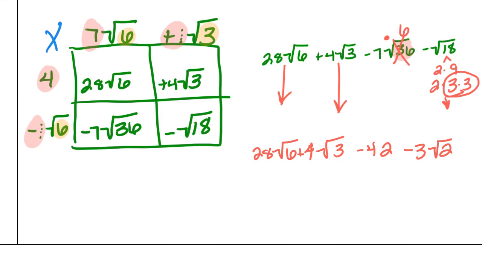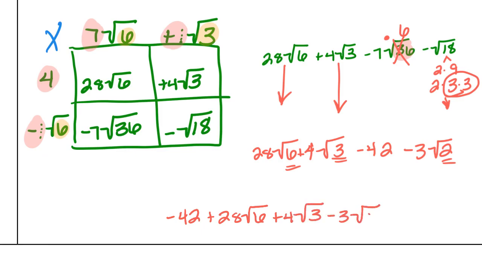So now, whenever you look, you have a square root of 6, a square root of 3, and a square root of 2. None of them are like terms, and so your final answer would be negative 42 plus 28 square roots of 6 plus 4 square roots of 3 minus 3 square roots of 2.